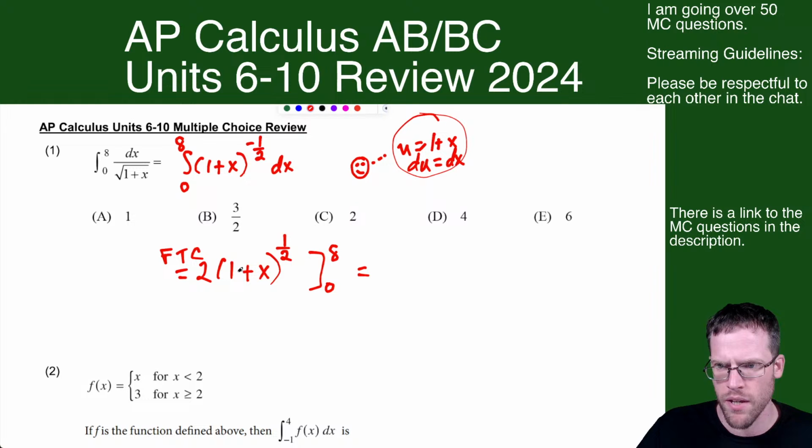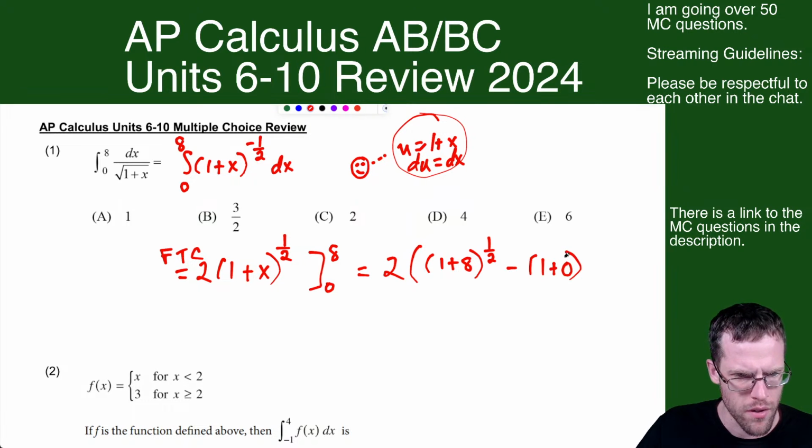Now I leave my constant on the outside attached by multiplication. And we're going to have 1 plus 8 to the 1/2 power, and then minus 1 plus 0 to the half power.